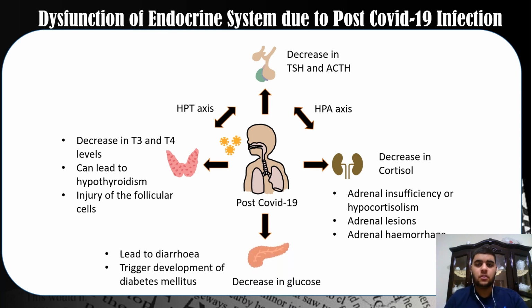The dysfunction of the HP axis can cause a decrease in the TSH hormone. Another gland that would also be affected is the adrenal gland, which causes adrenal insufficiency or hypocortisolism, adrenal lesion, and adrenal hemorrhage. The dysfunction of the HPA axis can cause a decrease in the ACTH. The pancreas can also be affected because of post-COVID, causing diarrhea, and it can trigger the development of diabetes too.